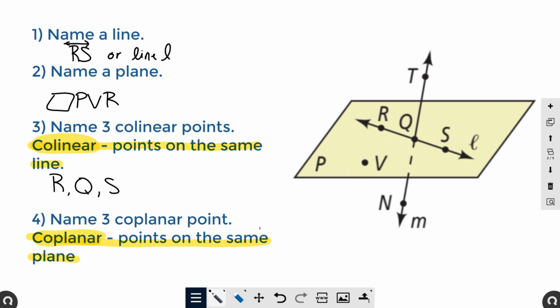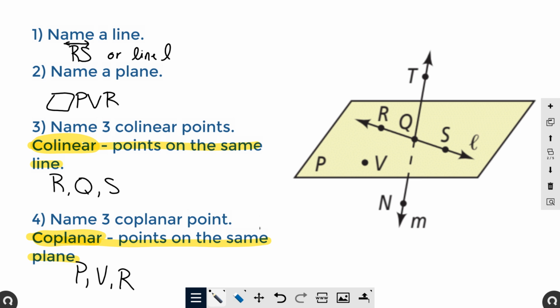Now we name 3 coplanar points. Those are points that are on the same plane, which would be P, V, R. P, V, and R work. Yeah, any of those that are on that same plane will work. So point P, point V, point R, all of those are on the plane. So that works. Yep. Good job. Any questions? Okay.